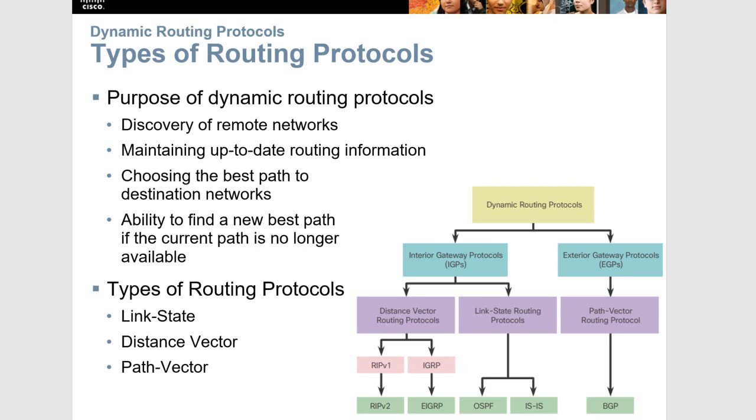The dynamic routing protocols can discover remote networks, maintain up-to-date routing information, choose the best path between our two destinations, and have the ability to adjust and to find a best path if the current path is no longer available. And that's done in different ways in different protocols. We've got link state, we've got distance vector, and then we'll get into path vector in CCNA 4, which is BGP. So we talk about that a little bit later on.